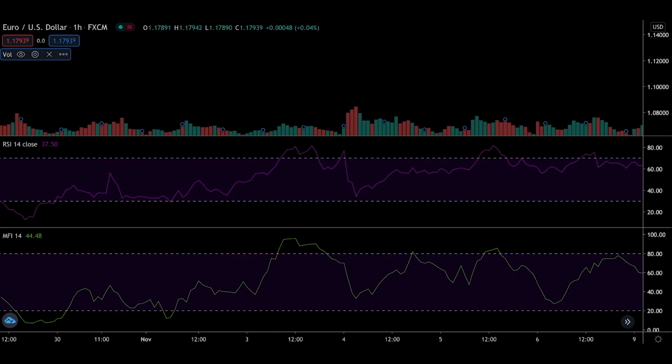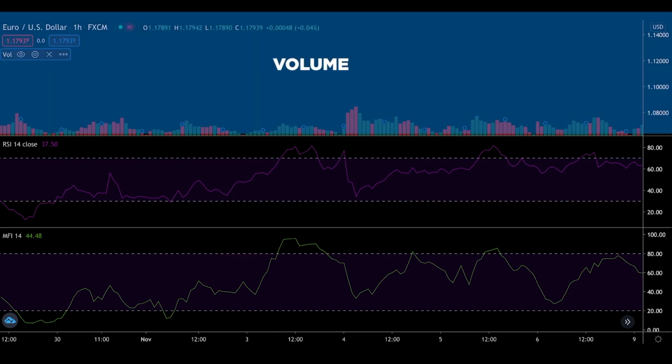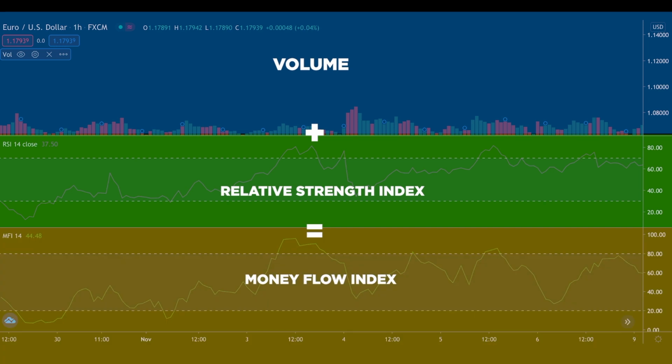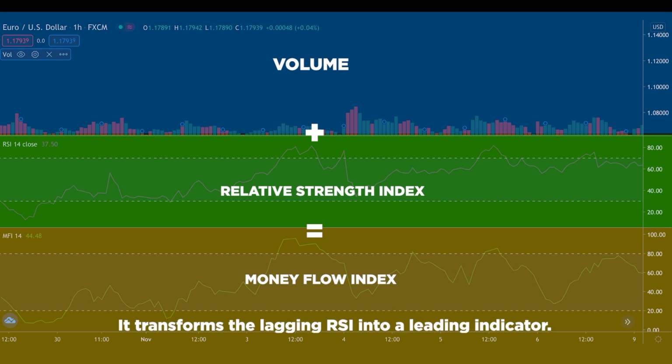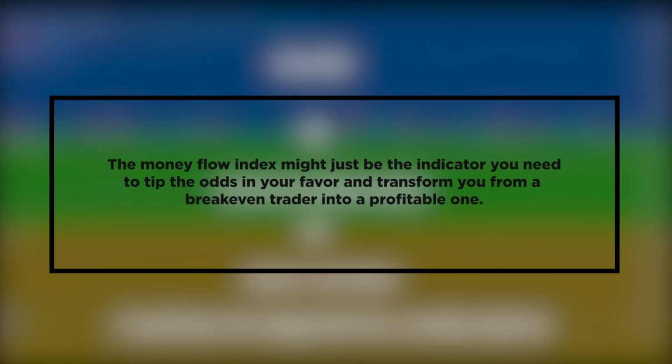Earlier on, I mentioned that the MFI is otherwise known as the volume-weighted RSI. You might not think much of that, but remember that volume is a leading indicator. It transforms the lagging RSI into a leading indicator. In fact, many traders who use the MFI believe that it provides much better signals of reversals than the RSI. The money flow index might just be the indicator you need to tip the odds in your favor and transform you from a break-even trader into a profitable one.